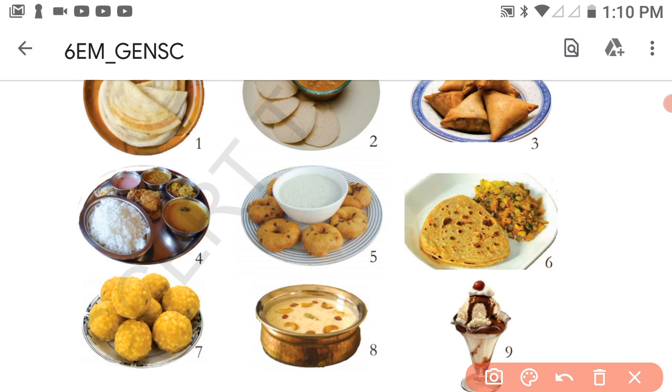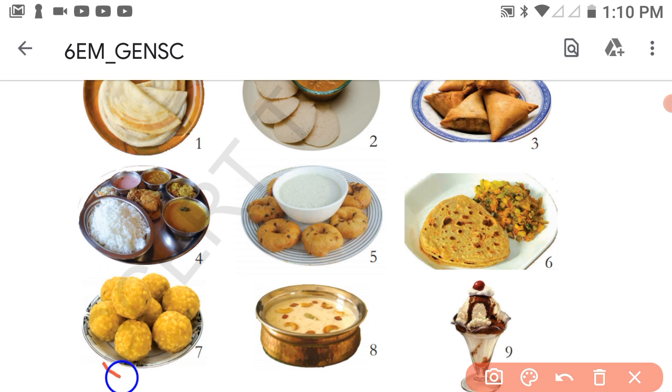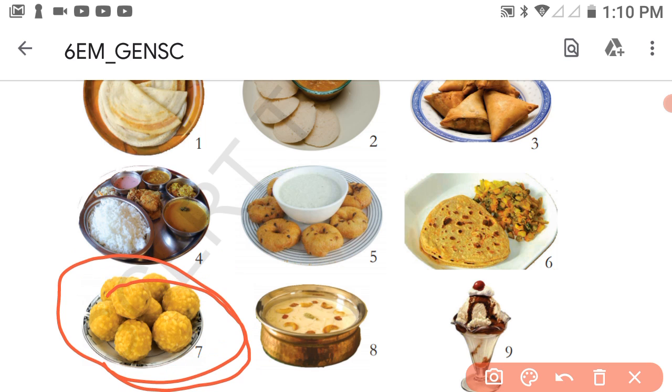And now the last row comes, your favorite sweets and desserts, right? We all like sweets and desserts. Look, this is the laddu, right? It is yellow in color. Looking at these yellow round balls, we can say that they are laddus, right?